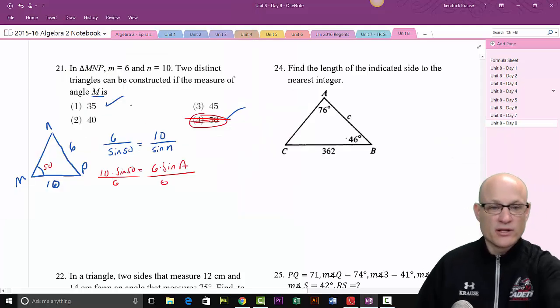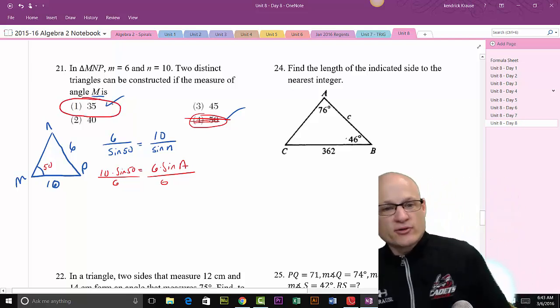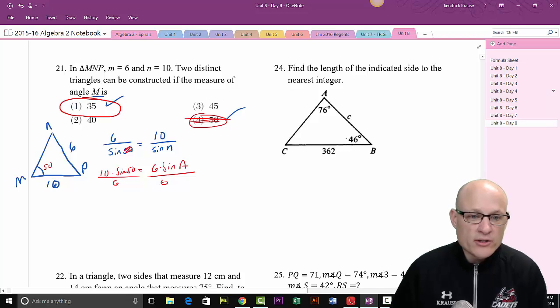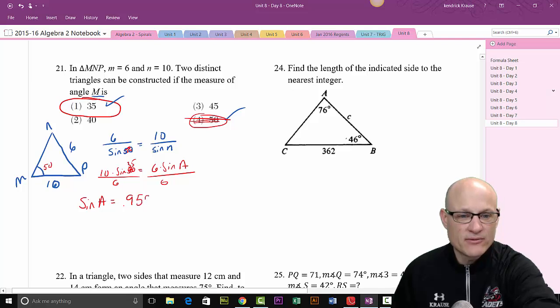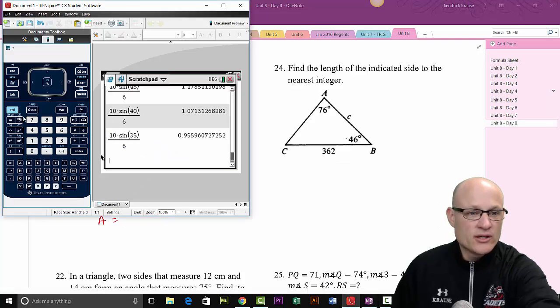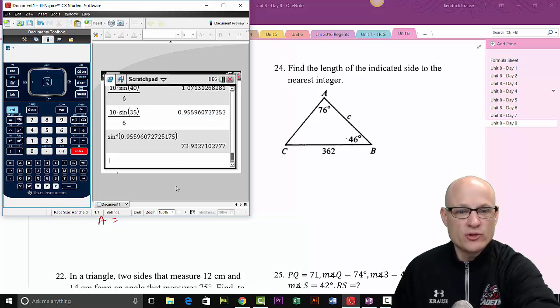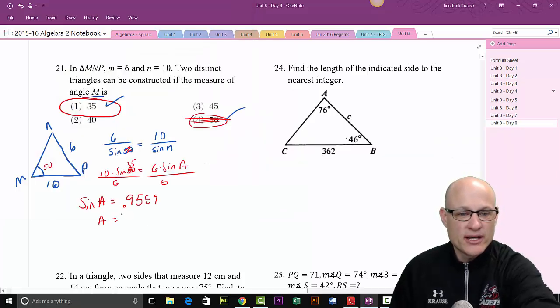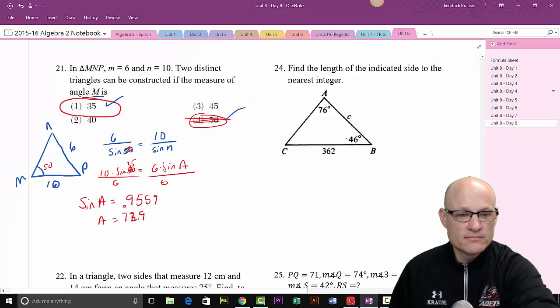So we know this is the right answer, but let's see if we can figure out how to get 2 triangles out of that. So instead of using 50, we're now going to use 35. So now I've got sine of A is equal to 0.95599559. Let's just figure out what A is. A is equal to the inverse sine of this. So inverse sine of this thing is equal to 72.9327. And again, it doesn't really matter. 72.9. This is about 73 degrees.